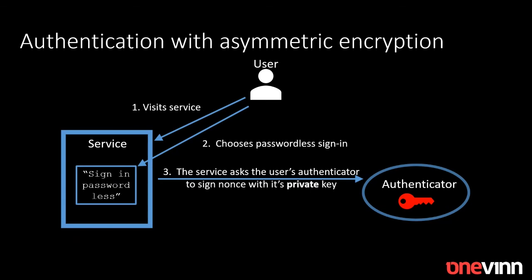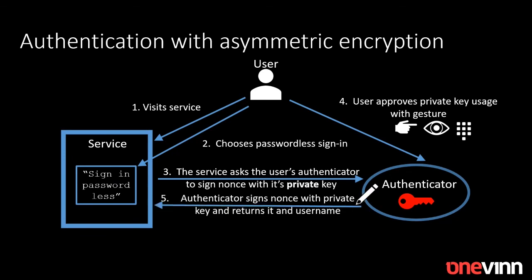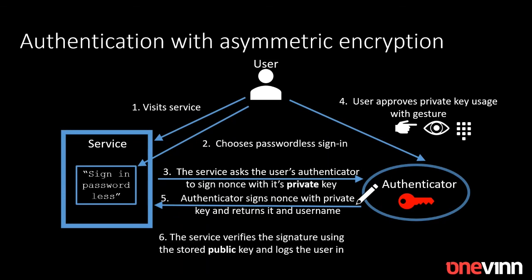And by then signing this to prove you are in control of the private key. The authenticator wants to do this, but it requires an approval from the user with some sort of gesture, like a PIN, fingerprint, or Face ID. And then the authenticator will sign the nonce and return it together with the username. Again, the private key never leaves the authenticator. And the service can then check, does this key match the public key stored for that user? And if it does, it lets the user in.